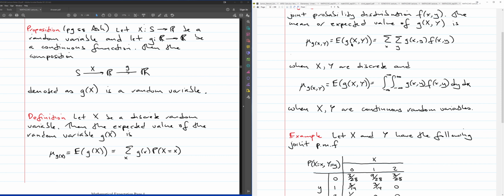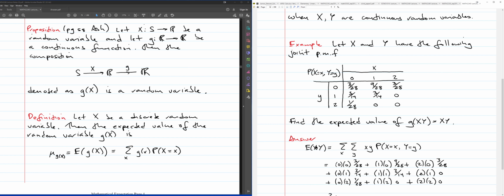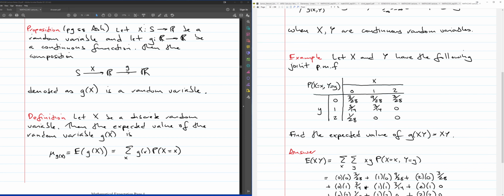So if I want the expected value of x times y, what I'm going to have is small x times small y over here. So this is what's going on to get the expected value of the function of the two random variables, which in this case is the product of x times y. You're going to be doing a double summation, summing over all possible values of the discrete random variables X and Y. Here, these are values, so you use the small letter x and the small letter y, and then you multiply by the probabilities that are coming from your table.